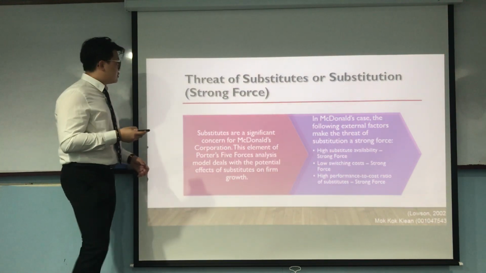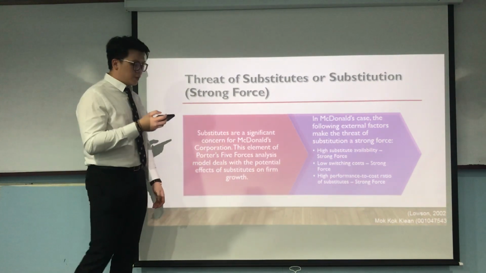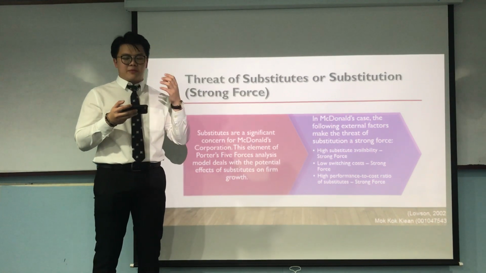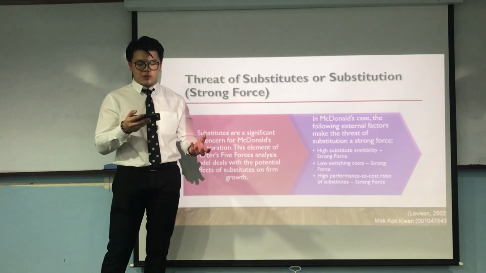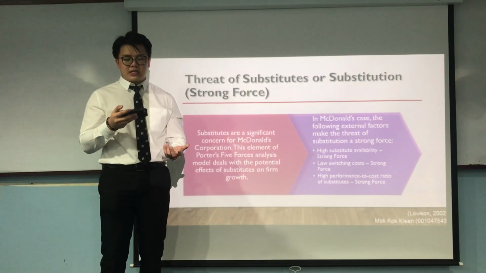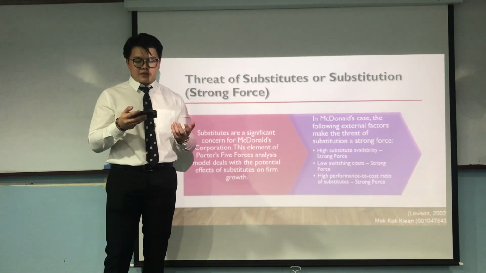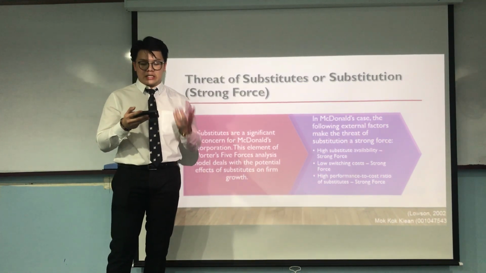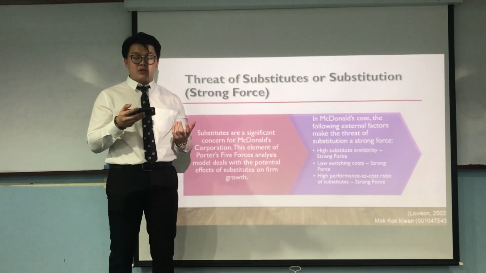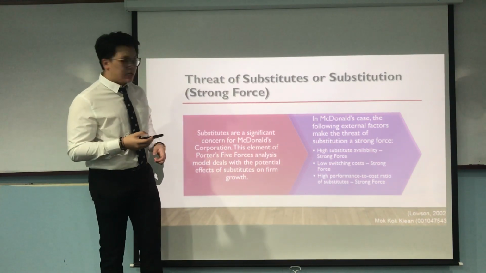So this is the threats of the substitutes or substitution. There are many substitutes to McDonald's products, such as the products from artisan food producer and the local bakery. In the Porter's 5 forces analysis model, this external factor contribute to the strength of the threats of substitution in the fast food service industry. In addition, it is easy to switch from McDonald's to substitute because of the low switching cost. So next slide.